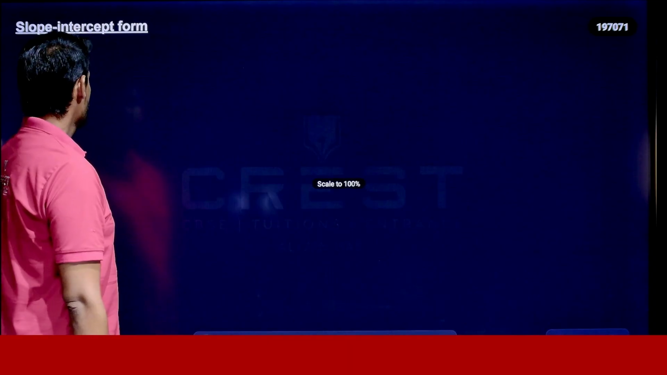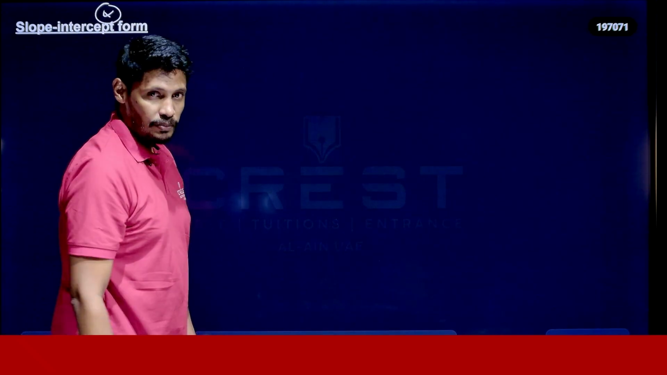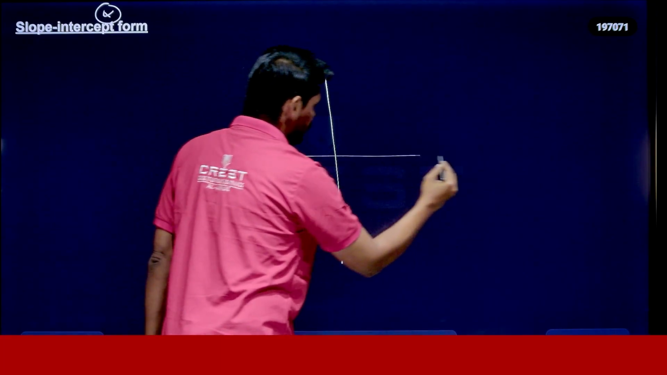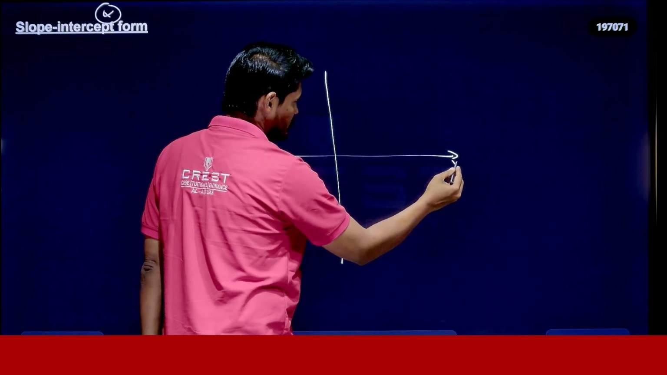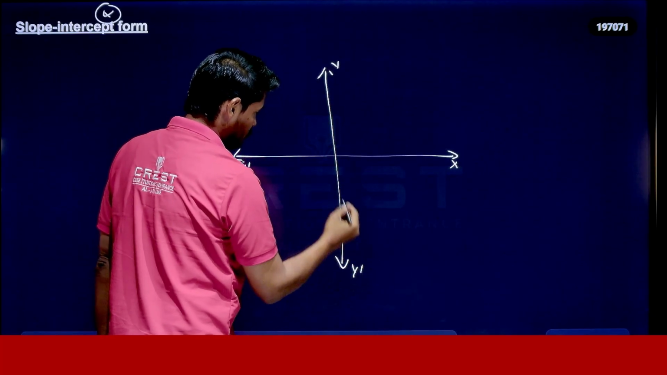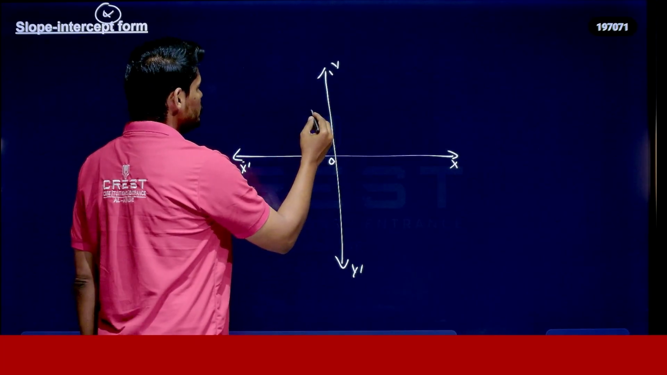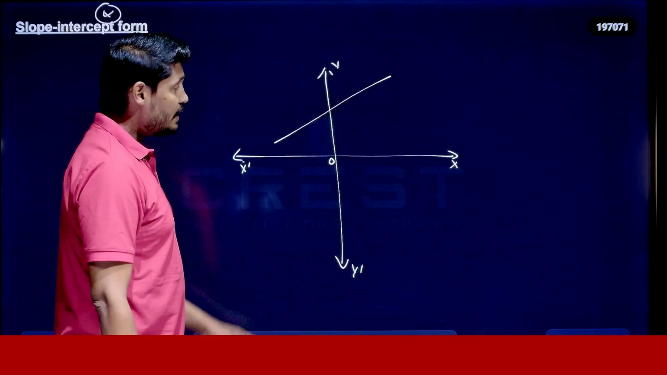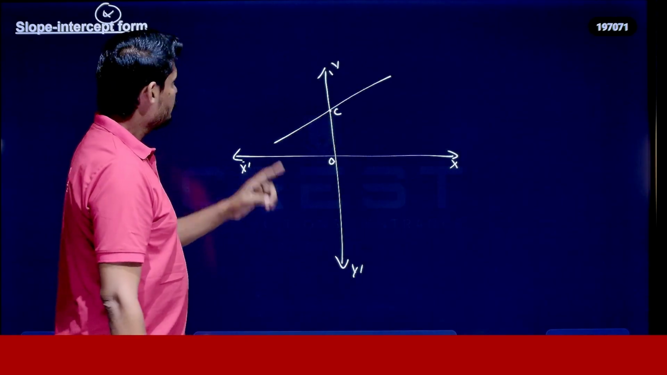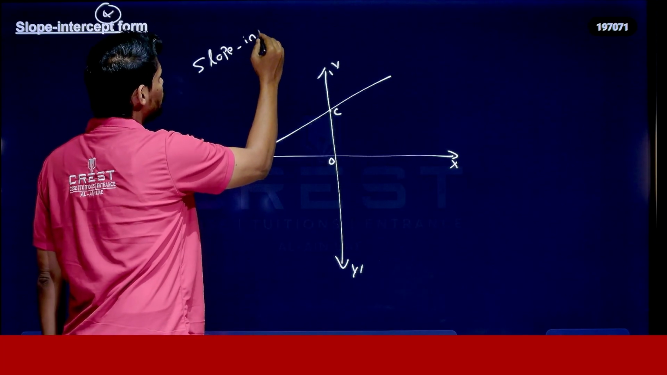Okay. Now we are moving to the fourth form, that is slope intercept form. What is slope intercept form? For this we can draw an xy plane. This is x dash, this is y dash, origin. Now if a line is passing through like this and it cuts the y-axis, so C is called the y-intercept. We know, as the name suggests, we know the slope of this line and the intercept of this line.